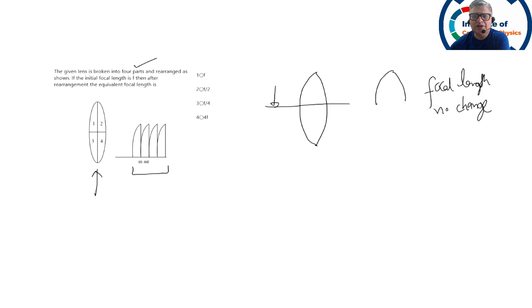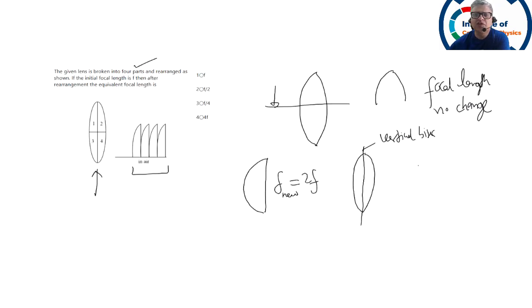Now let's talk about dividing this lens into 2 parts using this, right? So this is your vertical bisection. When you do this, you end up creating a lens like this, which is like a plano convex lens. And if you do the calculation using the lens maker formula, what you get is your new focal length is double the focal length of the original full lens.